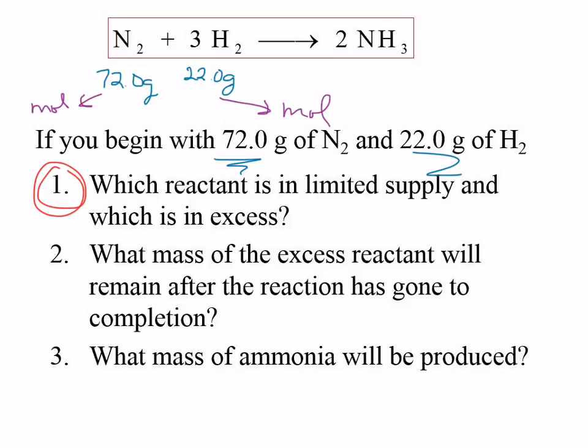After that, 2 and 3 are just what you guys handed in. 2 is: what is the mass of the excess reactant that will be remaining? We're going to find how much is going to be consumed, an ordinary stoichiometric calculation, and then do a subtraction. And 3 is just, given the mass of your limiting reactant, how much product will be produced. That's it. So it's the first step that's something new today.